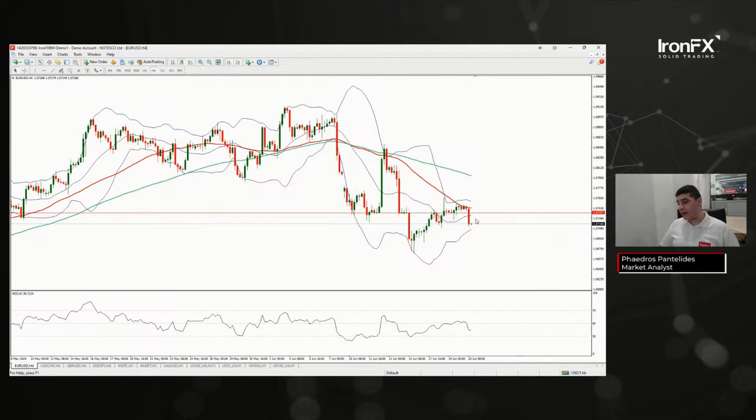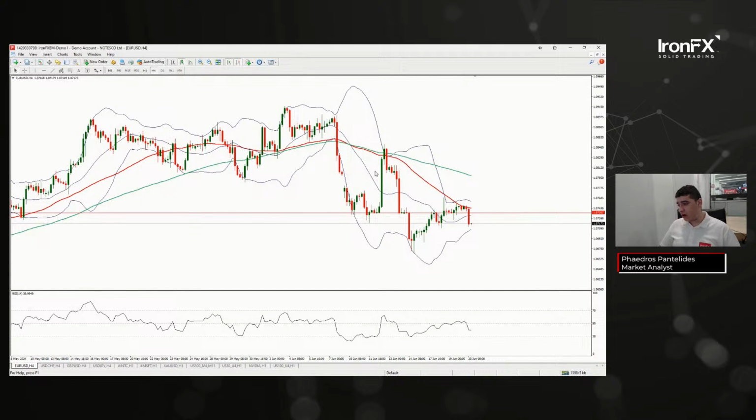Now, the Philly Fed Manufacturing Index is set to be released later on today and is expected by economists to potentially provide support for the US dollar. As such, we might be seeing a dollar strengthening in today's session. So, as you can see, this is the Euro USD chart. We're using the 4 hour time frame.